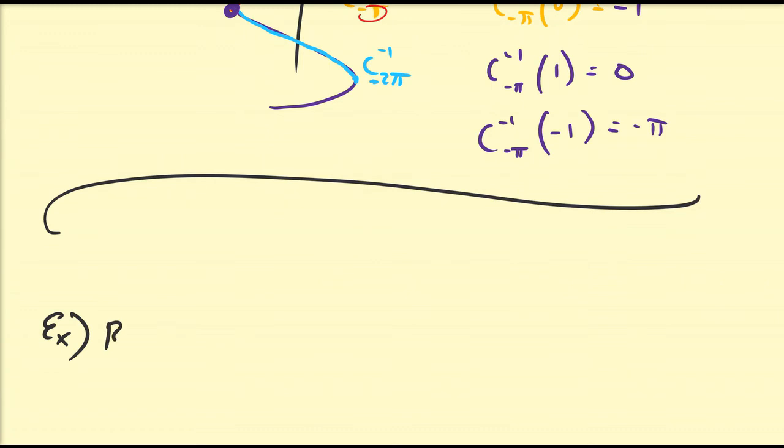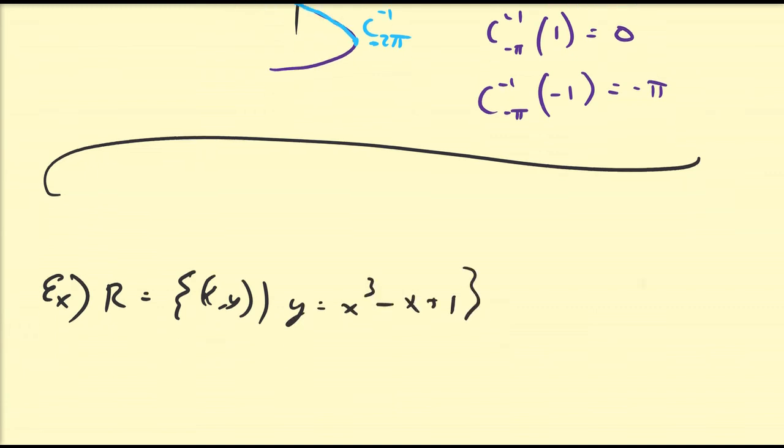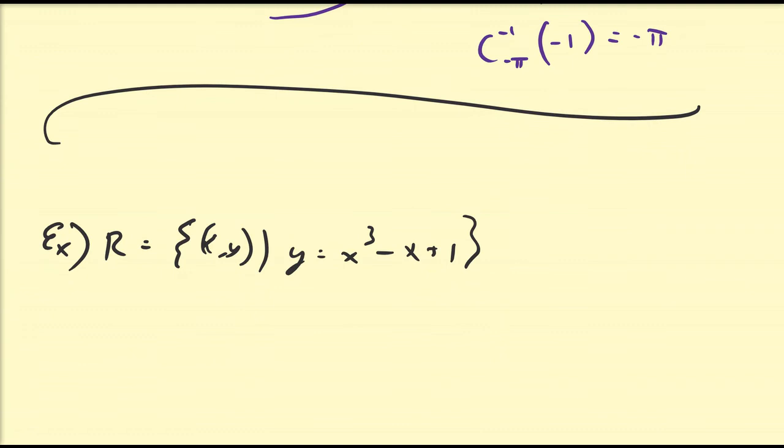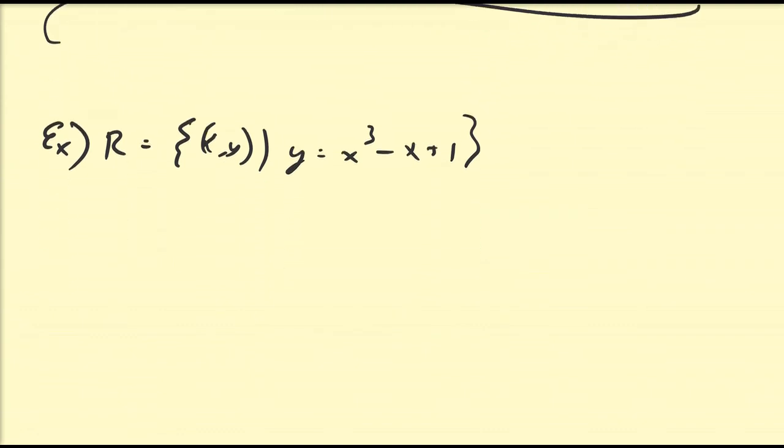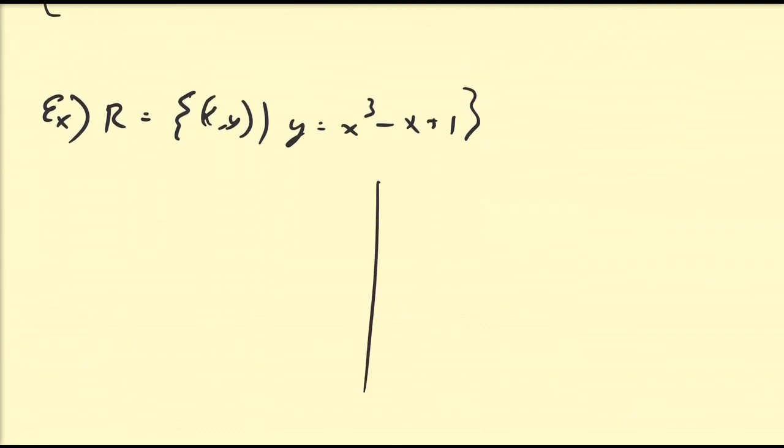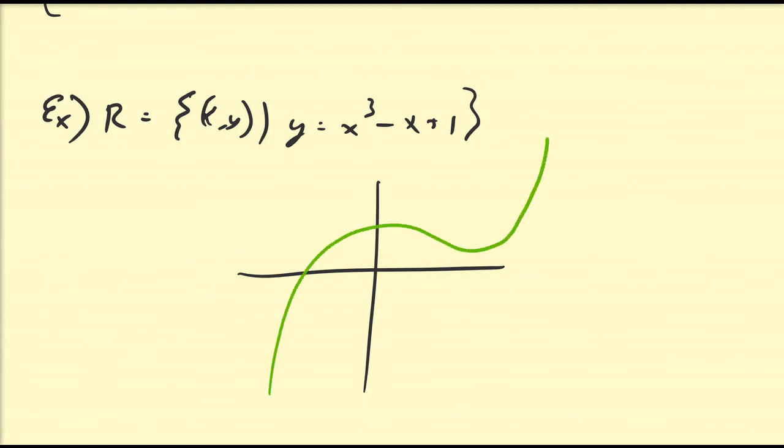So let's consider the relation R, which consists of the points x, y, such that y is equal to x cubed minus x plus 1. Clearly I've isolated y, it's by itself, so this is a function of x. That's very easy to see. So this will pass the vertical line test, no big deal there. So I'm going to define this to be R. I'm going to define this as x, and this is y.